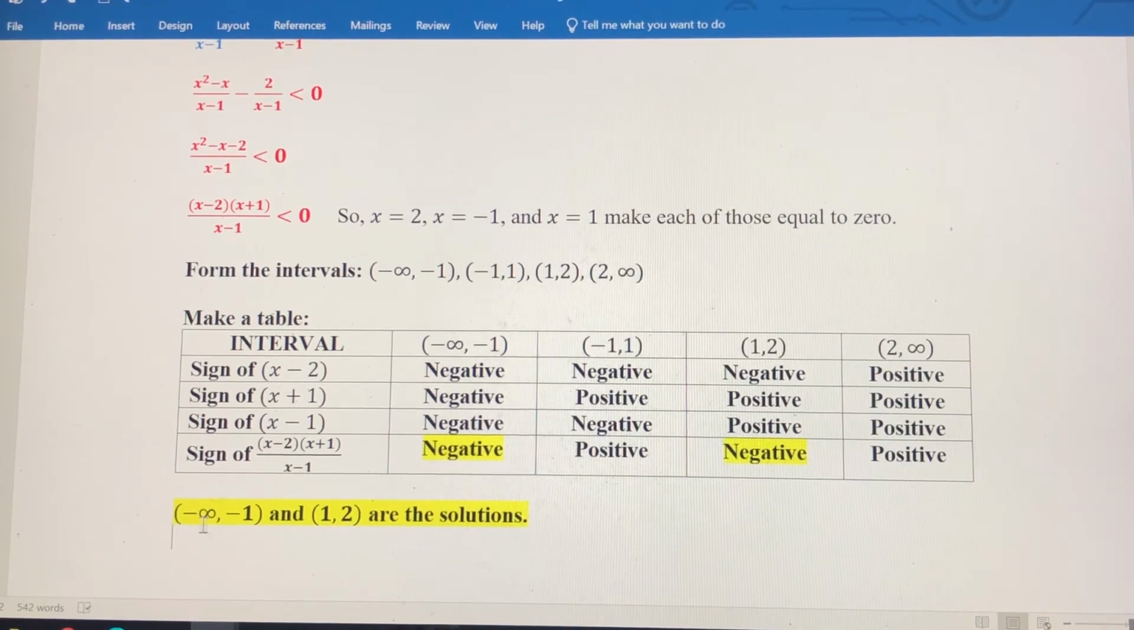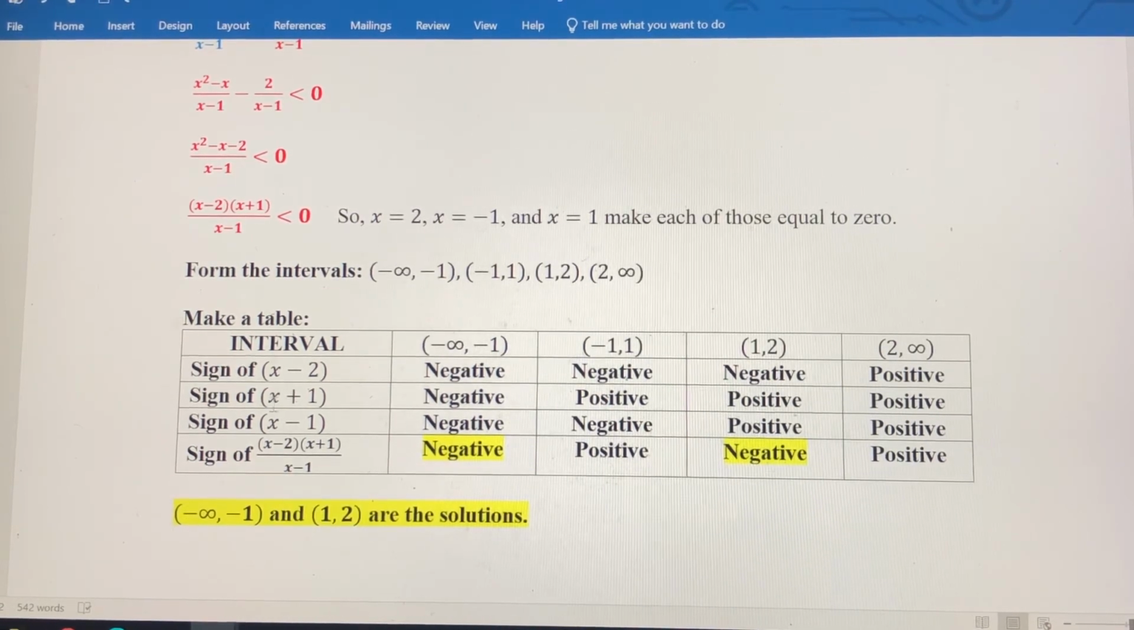Okay? Now notice I've got parentheses for each of these. That means -1 can't be included in the solution set. 1 is not included in the solution set, and neither is 2. Okay? Infinity is not a number. Okay? It's a concept. So -infinity would always be preceded by parentheses.